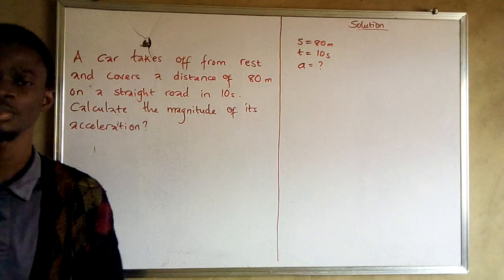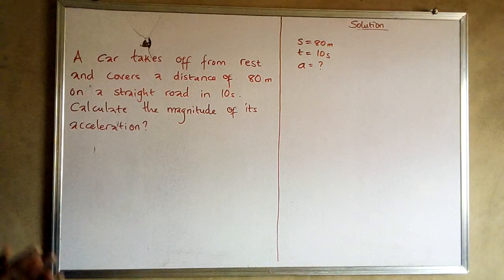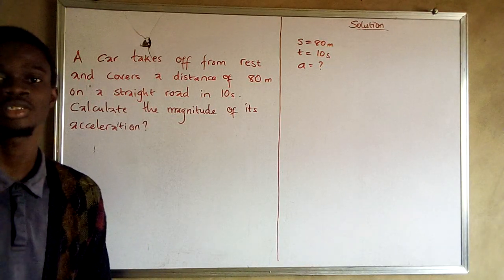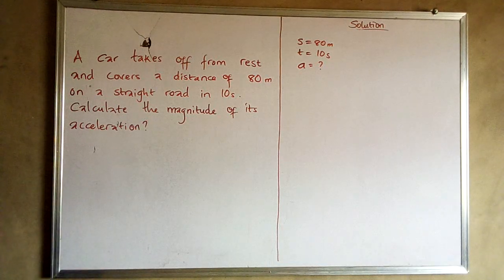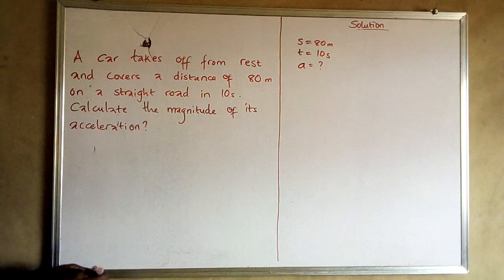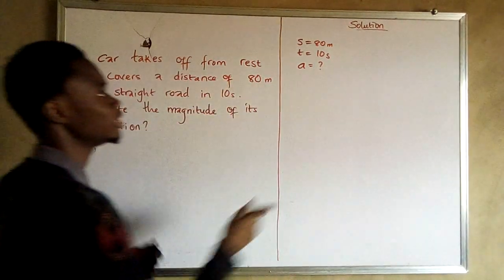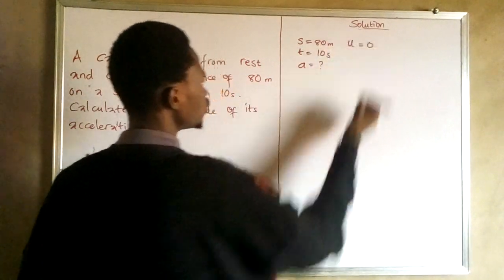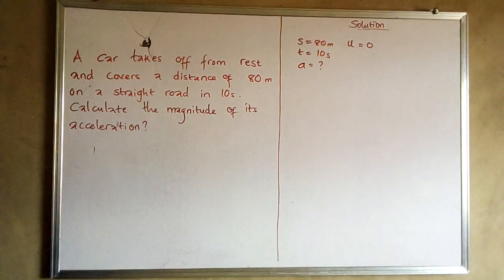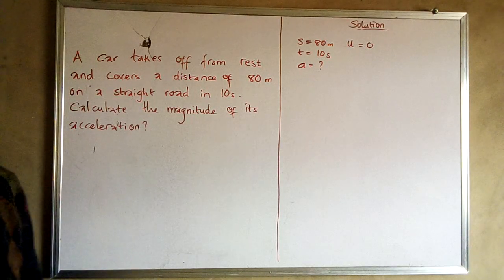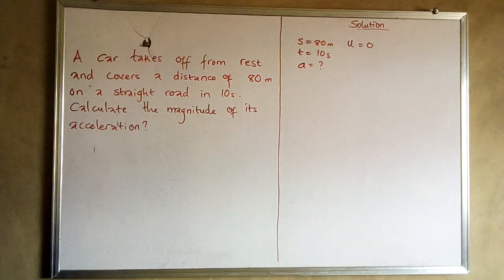I think the first principle, which says when a car starts from rest, it has an initial velocity of zero. So in this case, it says a car takes off from rest and covers a distance of 80 meters. This is the key point: takes off from rest. So our initial velocity is zero. This is the only indirect value given in the question. So we need to move on to the next step.